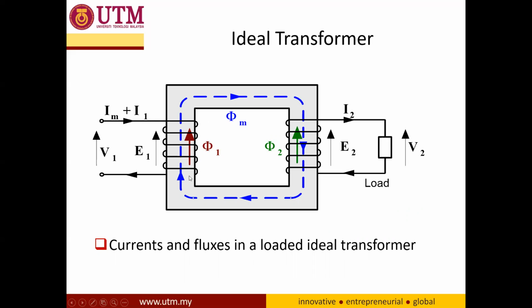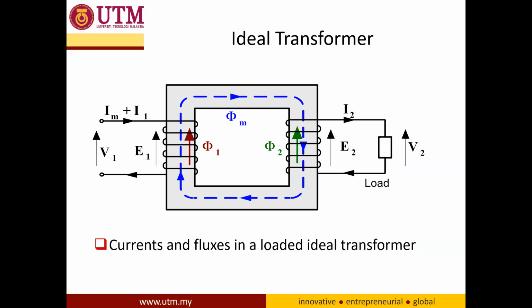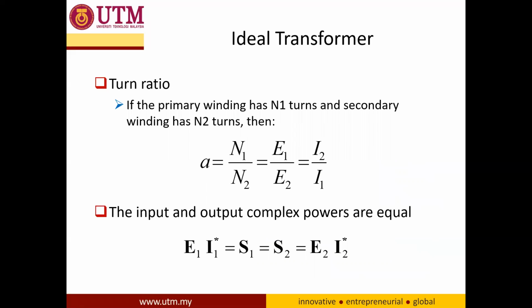So in the primary, when we have flux, we also have the voltage which is induced, and it will also have what we call I1. For the loaded case, we have seen that there is no I1 and I2 without a load, but when you connect the load, we have I2 and also I1 induced at the primary side. And this is the relationship between the number of turns, the voltage induced, and the current.